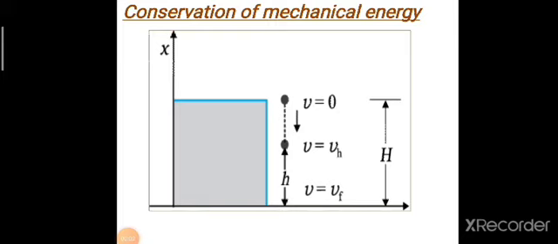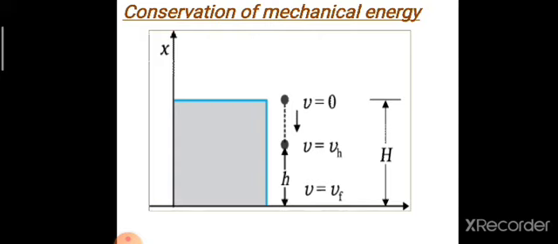Let us now discuss the conservation of mechanical energy. Mechanical energy is nothing but the sum of kinetic energy and potential energy. You all might have learned about a freely falling object in class 9. An object under free fall is one which is dropped from some point and is moving only under the influence of gravity.